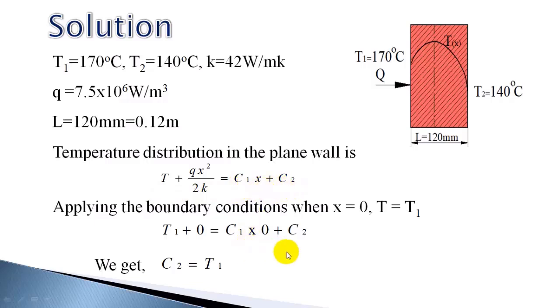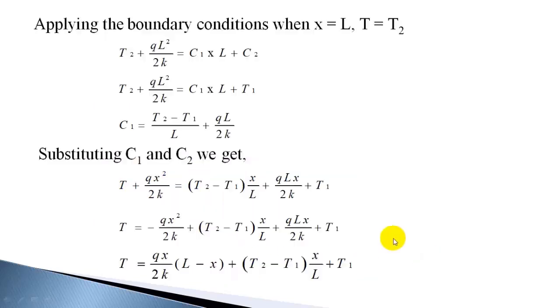Now let us start from the basics, and we derive the general case substituting T is T1 at x is 0 and T is T2 at x is equal to L. And then later on we will substitute the temperatures and thickness of the wall. Now applying the boundary condition x is equal to 0, T is T1, you get T1 plus 0. Temperature is T1, x is 0, so you get C2 as T1.